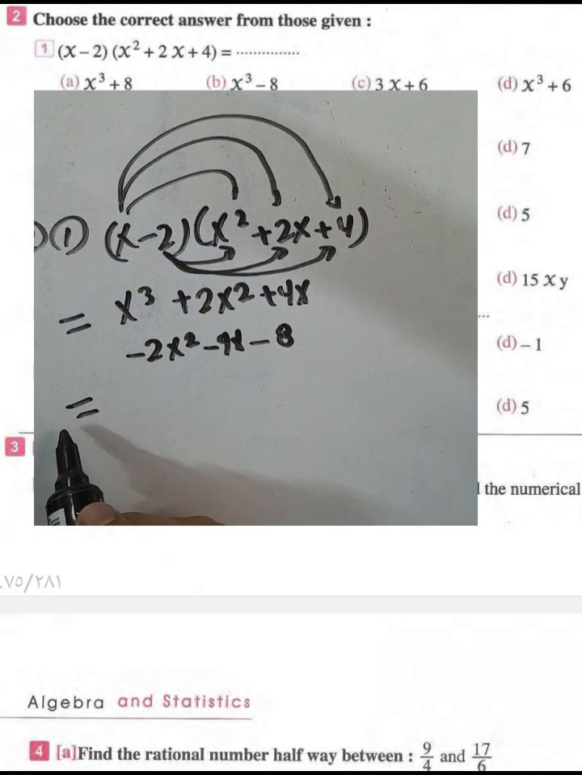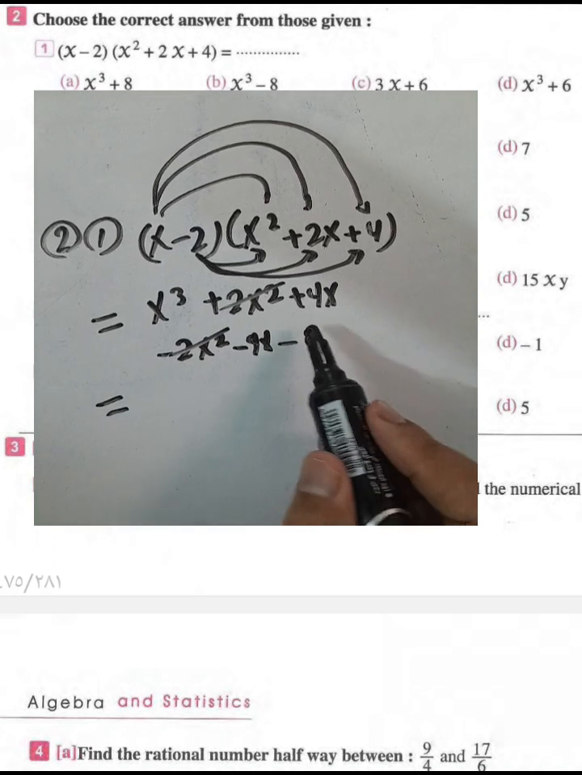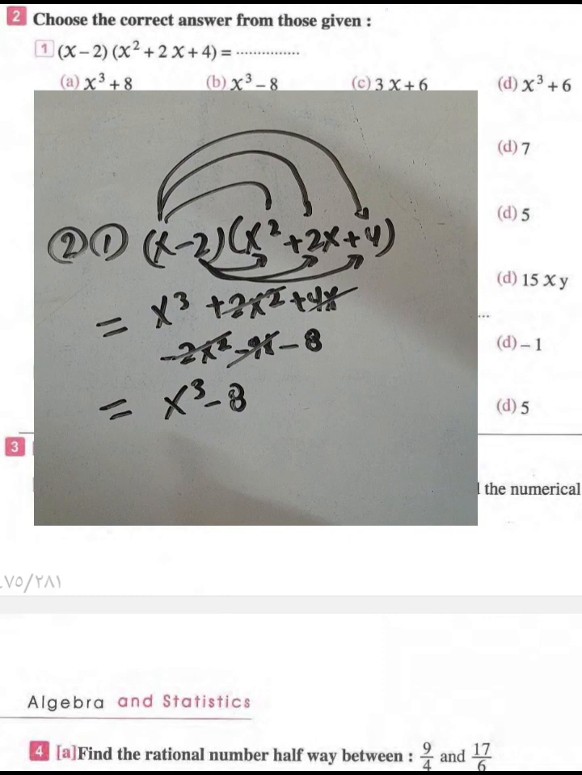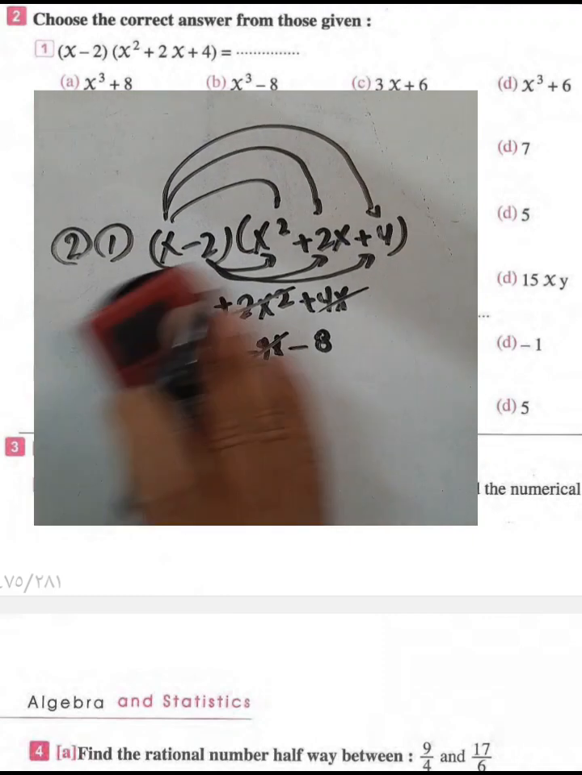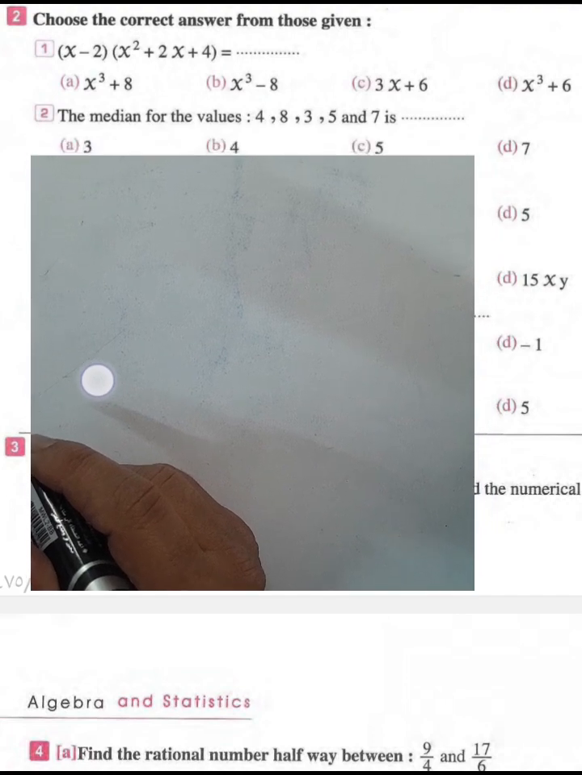And then you can simplify it, canceling 2x power 2 with negative 2x power 2, and negative 4x with positive 4x. Then the result will be x power 3 subtract 8. The result of this question is choose letter B.